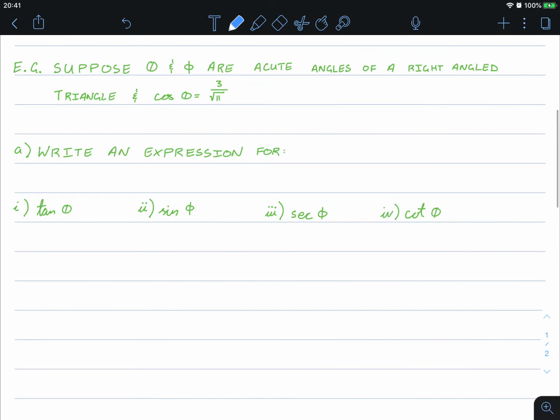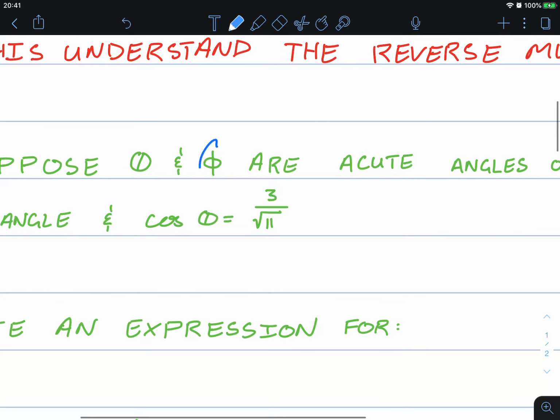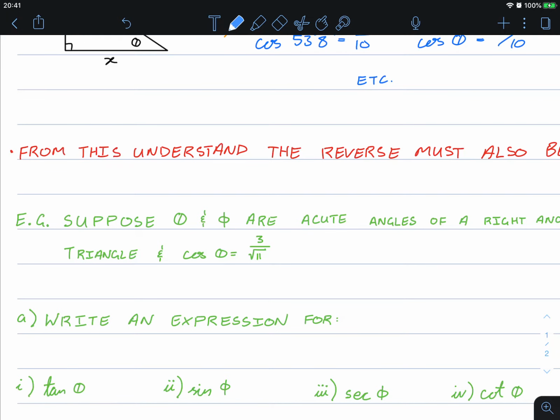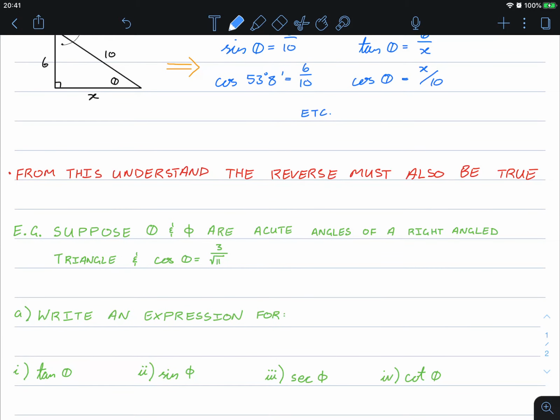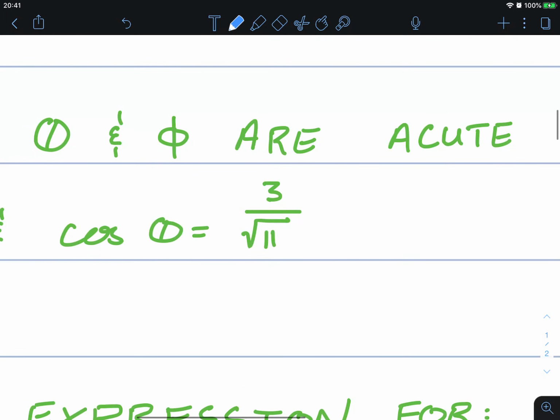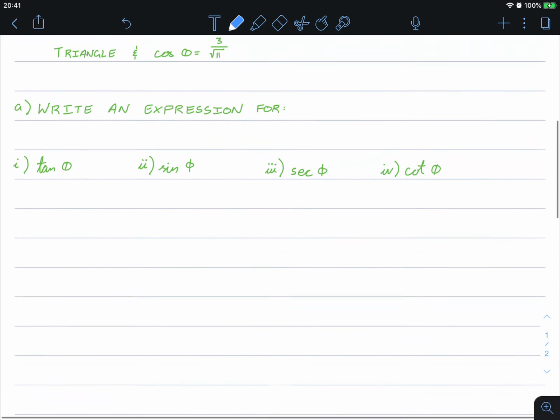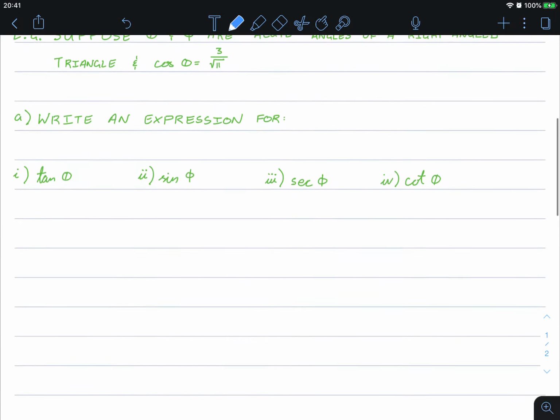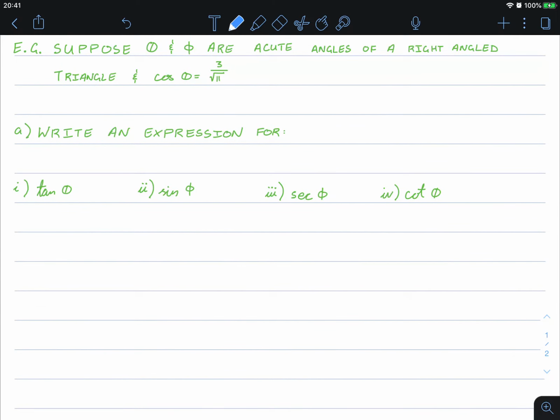So suppose we have two angles, theta and phi. In case you're wondering, this is a new symbol, phi, P-H-I. Suppose these two angles are acute angles of a right angle triangle, and we're given that cosine of theta is equal to 3 on root 11. So let's write an expression for these four other ratios.